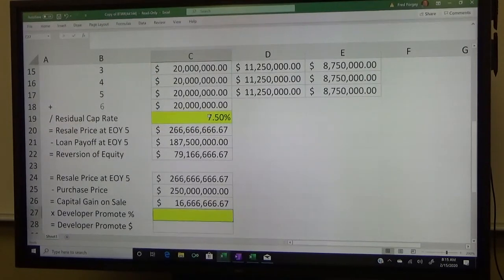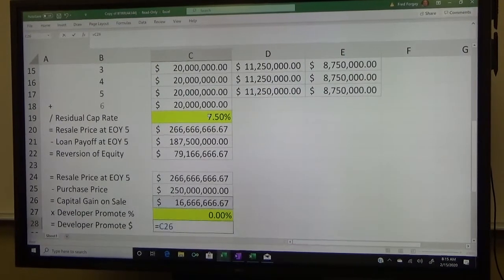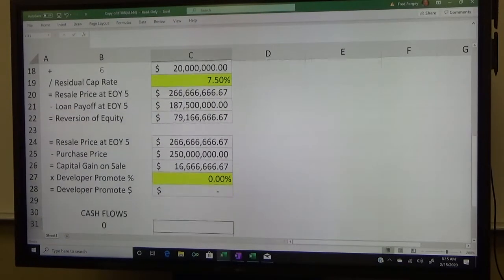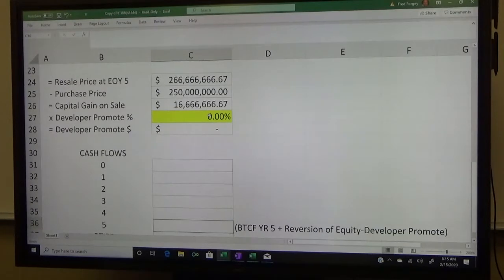And then here, for the moment, we're not going to talk too much about this. We're going to put in a 0% developer promote, but in order to calculate the dollar promote, we're simply going to take the capital gain times that percentage. So right now it's going to be a 0.